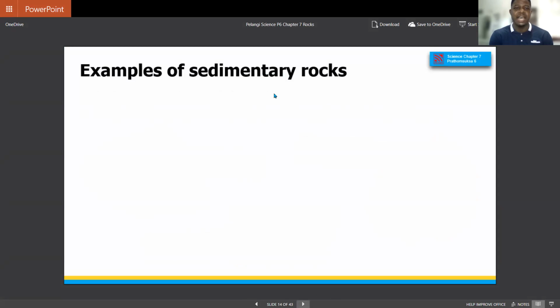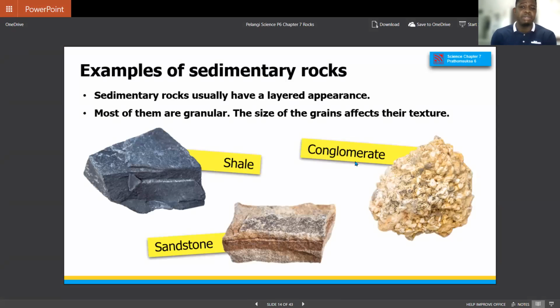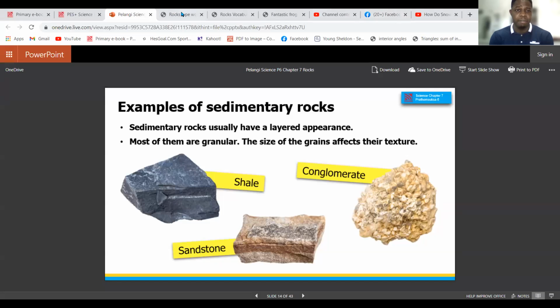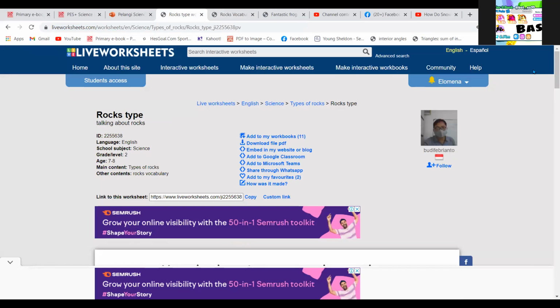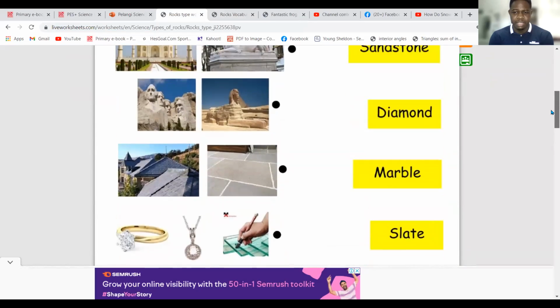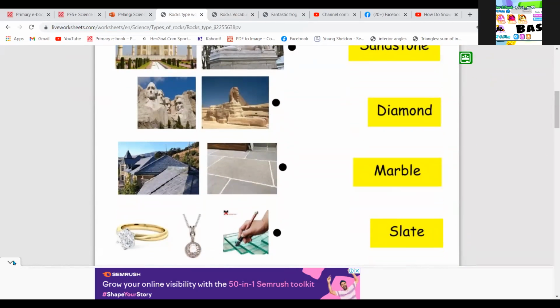Bass, can you see examples of sedimentary rocks are conglomerate? Here we go. This is conglomerate. Okay. So let's go to our worksheet. We have 2 of them. I don't understand how to answer.